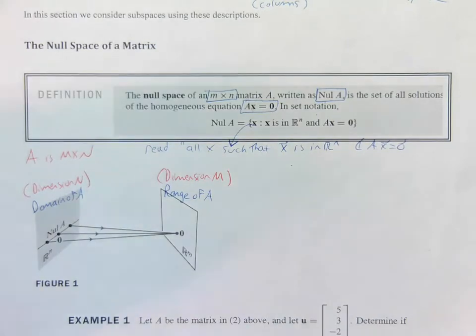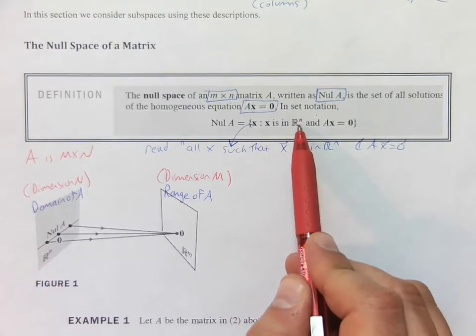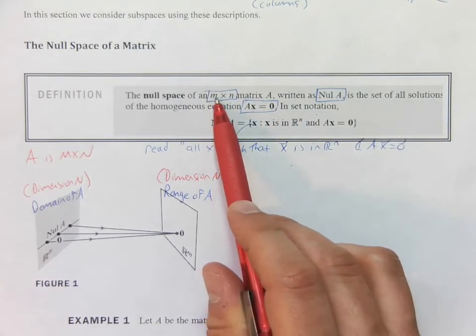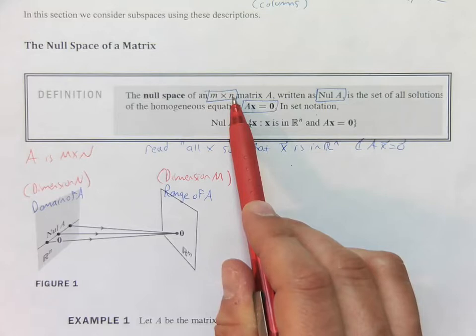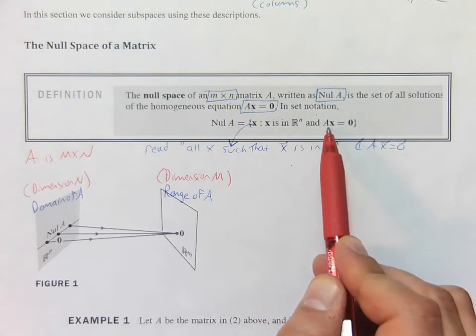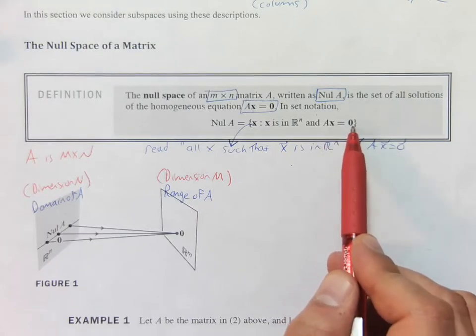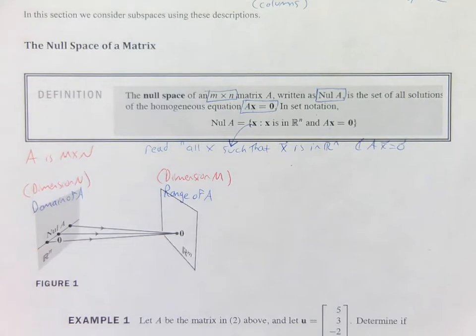And so that's why, for example, in this definition, it says that x is in Rn. So A is m by n, and so that means things that you multiply by A are size n. Or I should say you multiply things in the null space by A to send them to 0, and so that's why those things are size n.